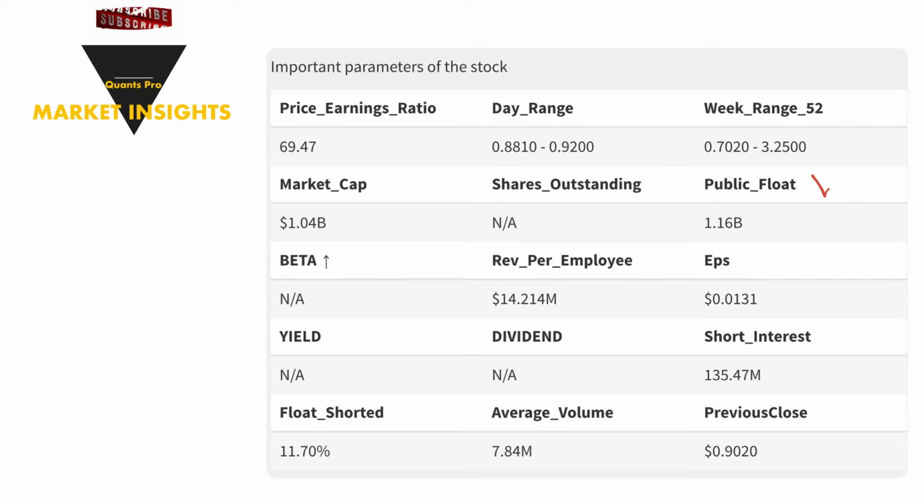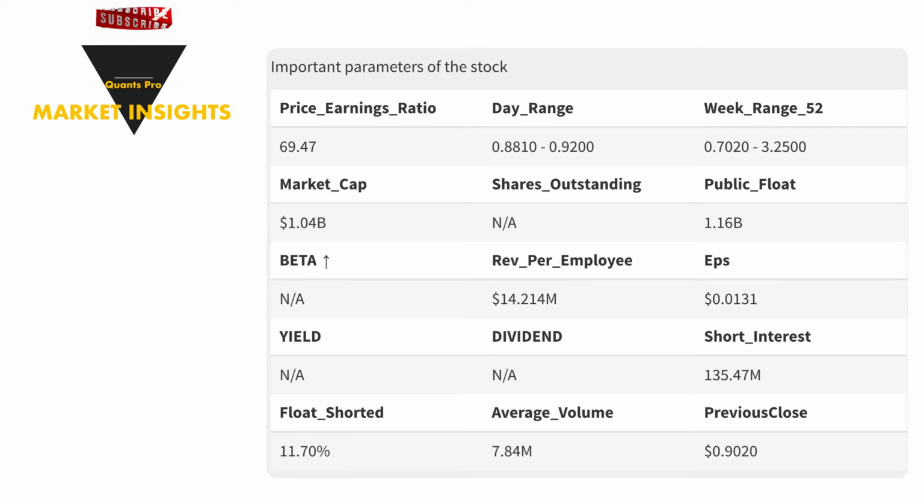Public float value is also approximately 1.16 B. The stock of the company closed at 0.902, with an average volume of 7.84 M, while the stock oscillated in the range of 0.8810 to 0.9200 during the day. The 52-week movement range was 0.7020 to 3.2500.